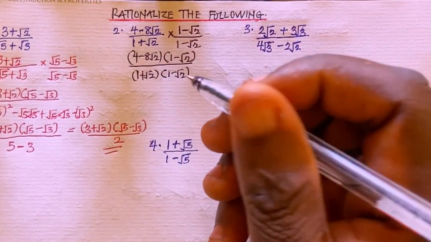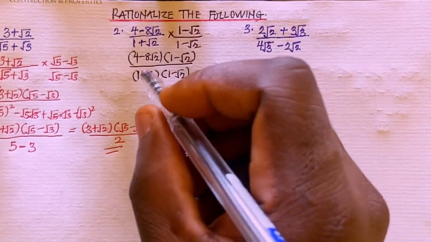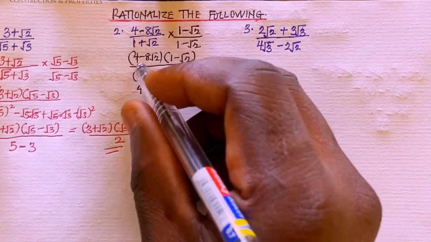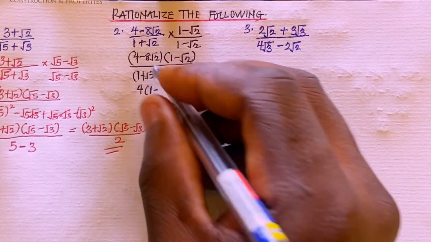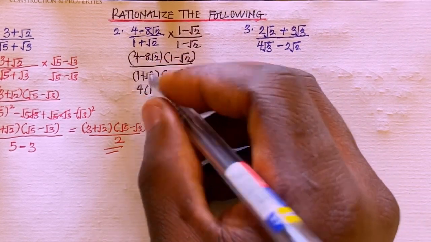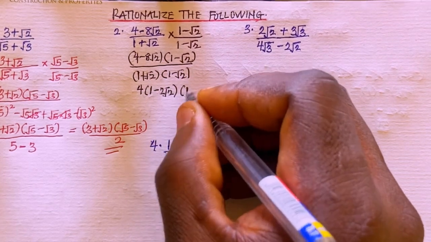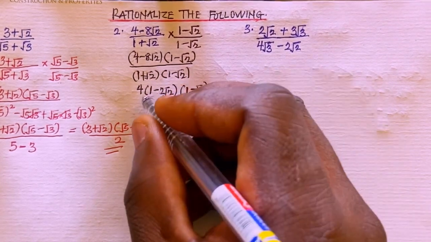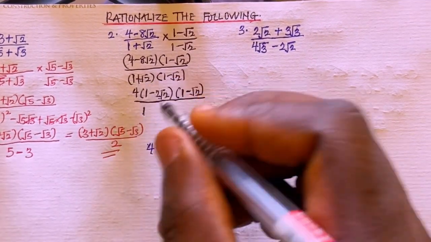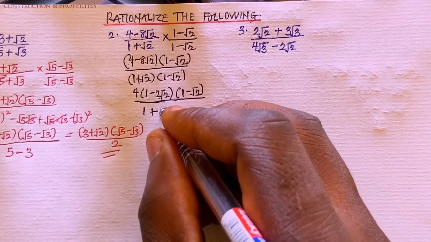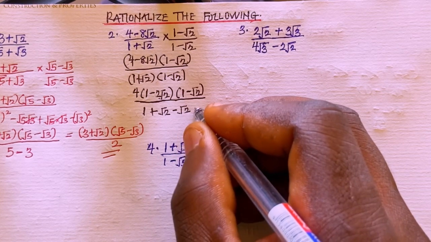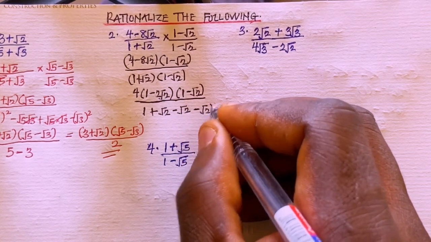If you look at this very well, from the first expression I can factorize 4 out. So I have 4 in brackets 1 minus 2 root 2, in brackets 1 minus root 2. Then divided by, you're going to have 1, plus root 2, minus root 2, then minus root 2 all squared.